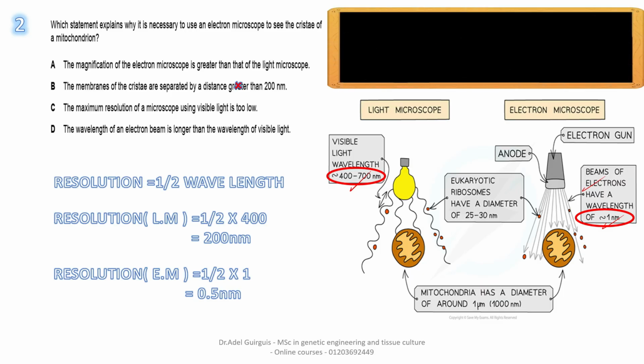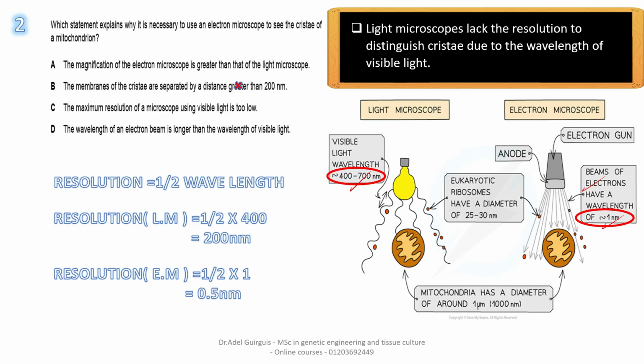For letter B, the membranes of the cristae are separated by a distance greater than 200 nanometers. If that were true, the light microscope could see them clearly, so the statement is wrong. The maximum resolution of a microscope using visible light is too low. That's the answer. Light microscopes lack the resolution to distinguish cristae because the wavelength of visible light is too long, so the resolution power is too low. The answer is C.